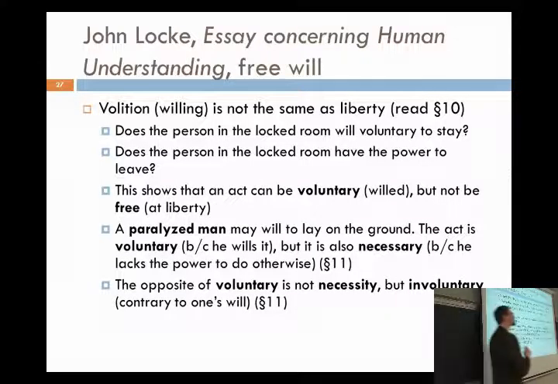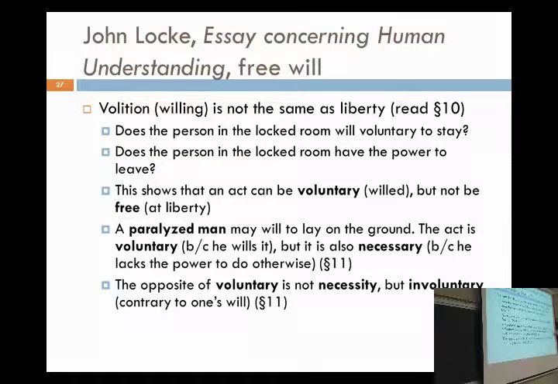What this is supposed to show us is that an act can be voluntary, meaning that you will it, but that does not show that the act is free or at liberty. So freedom or liberty is one kind of ability we have, one kind of power we possess, but willing is another kind of power, a different power. They're not one and the same thing. Otherwise, you couldn't have a case like the one we just read, where you have the ability to will something and yet not be free.